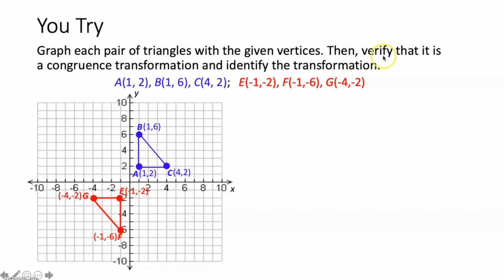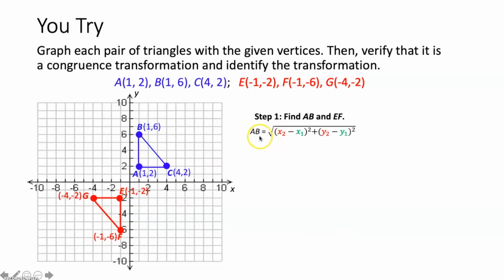So we need to next verify that it is a congruence transformation going from our blue pre-image to our red image. So how do we do that? Well, again, one way to prove that two triangles are congruent would be to show that each of the corresponding sides are congruent. Therefore, the two triangles would be congruent by the side-side-side congruence postulate. So let's try that. The first pair of corresponding sides would be segment AB and segment EF. If we find those measures and they're equal, we can move on to the next one.